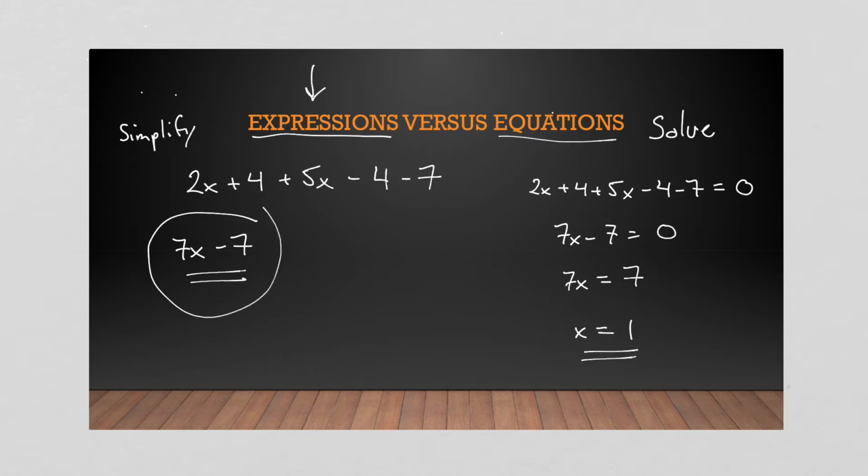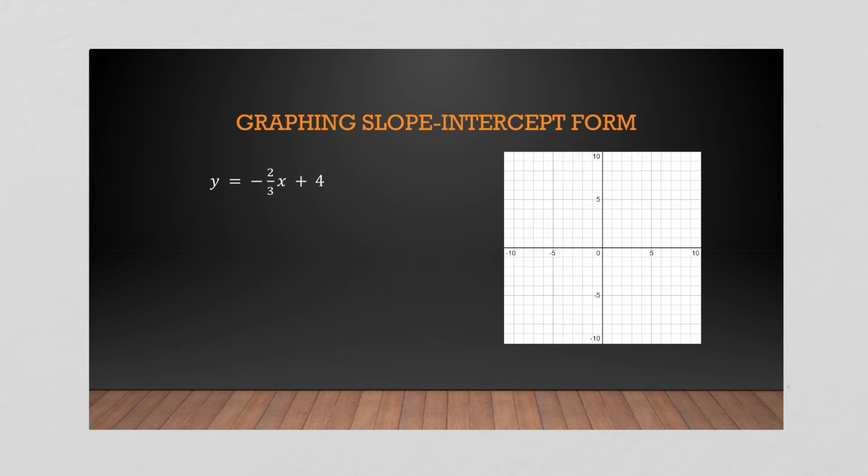Here we can't solve for anything because we don't have it equal to anything. We're not given that information. That is the defining difference between an expression and an equation. So just so you're not confused, when you see simplify, it's because you're not solving for anything. You're just simplifying an expression. All right. Now, graphing. Slope-Intercept Form.